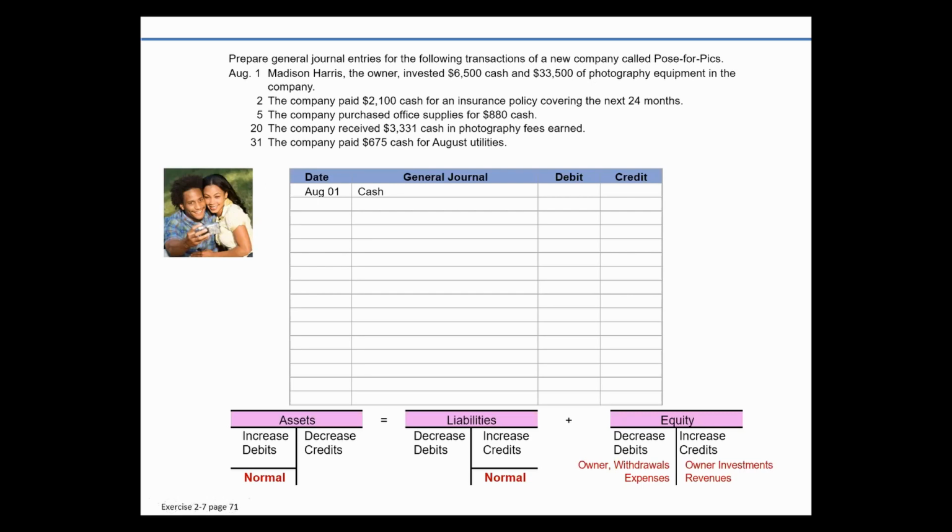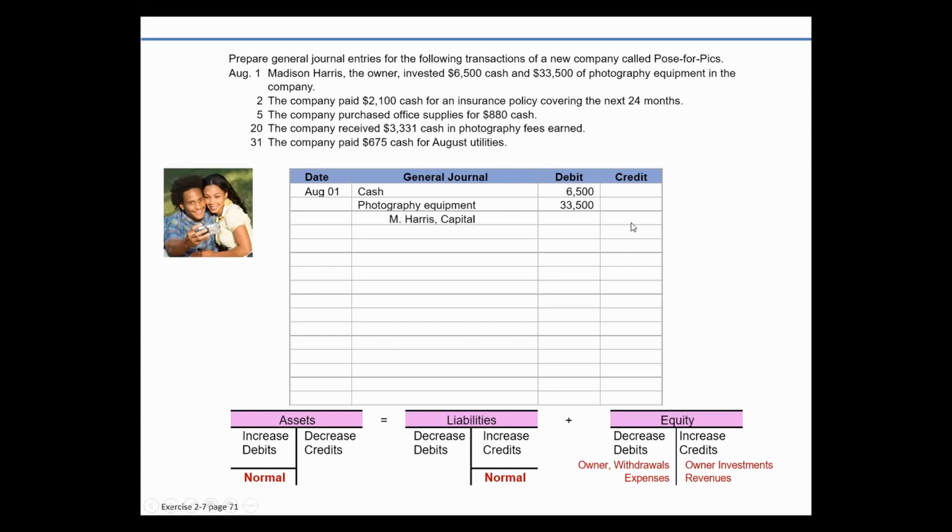So we're trying to figure out then what her investment was. She invested cash, so in order to increase, we're going to have to debit cash in the amount of $6,500. So that's increasing how much cash. And then photography equipment she had was $33,500. So that would be a separate account. So you have a cash account, and then you have an account of photography equipment. So again, to increase both of those, they're assets, you have to debit them.